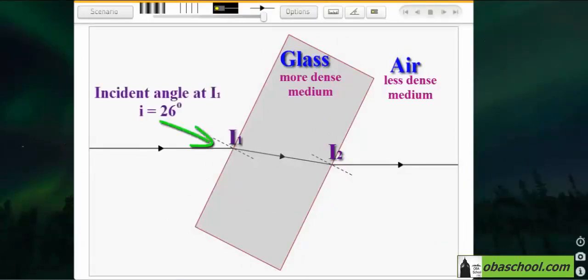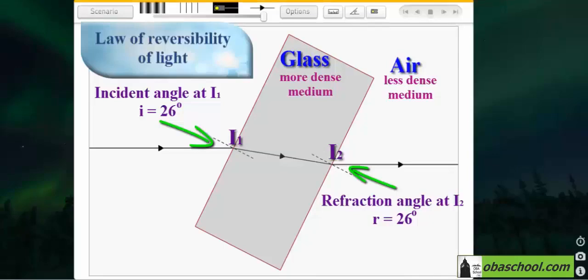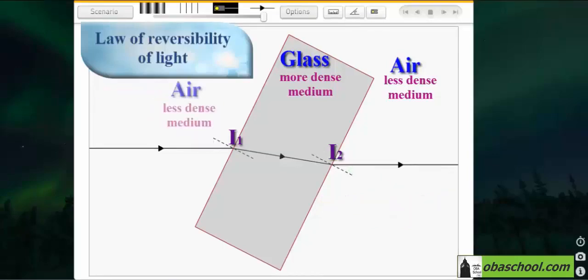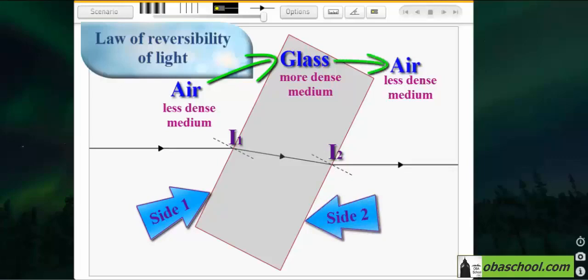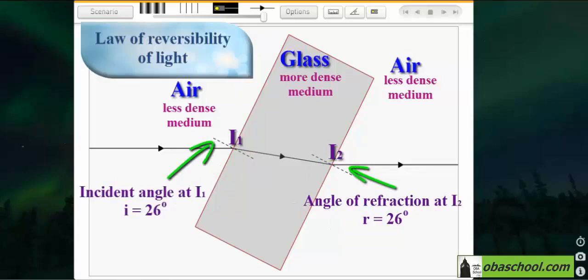You will ask yourself, is it a coincidence that the incident angle at I1 and the refraction angle at I2 are equal? No, it's not a coincidence. It's due to the law of reversibility of light. It happens when light refracts from a medium to another one and back into the same medium, like here, from air to glass and then from glass to air. Moreover, also when the angle of refraction at I1 is equal to the angle of incidence at I2, then the law of reversibility of light will happen.